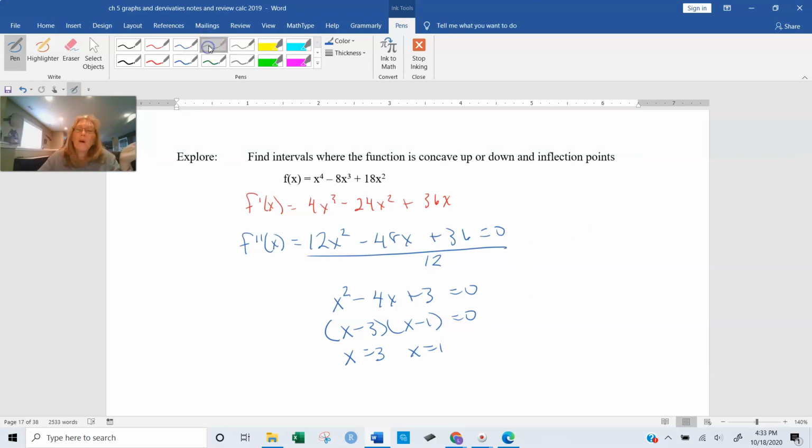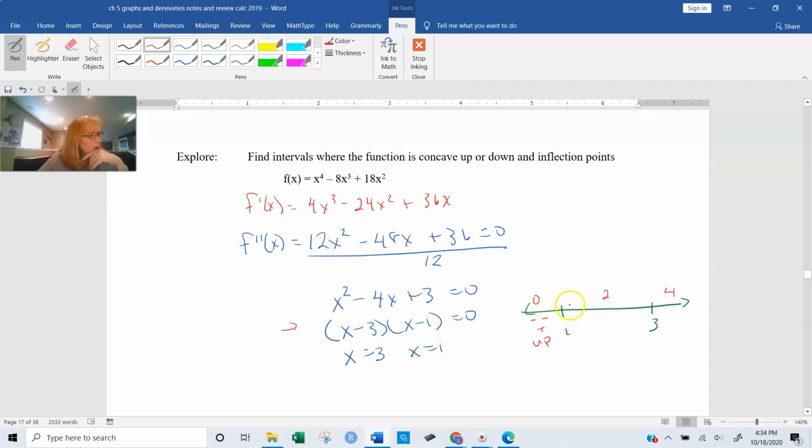So now on your graph, we got to pick things in between. So we've got a 1 and a 3. So we need to pick points that will help us out. So let's go with, say, 0, 2, and 4. Okay, when you plug 0 into here, you have a negative times a negative, which gives you a positive. So this is concave up.